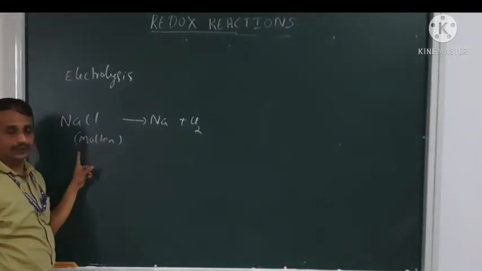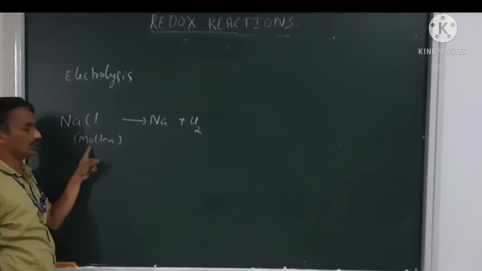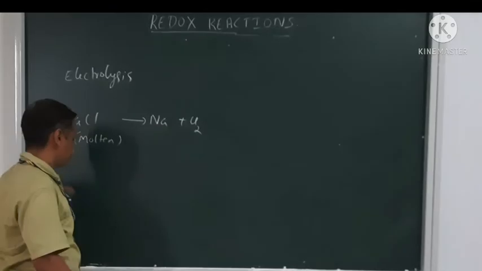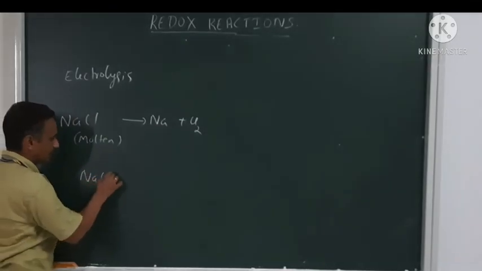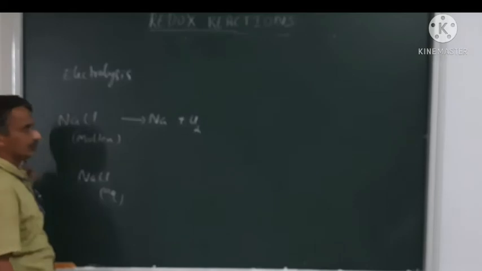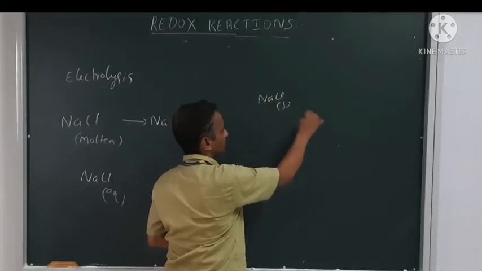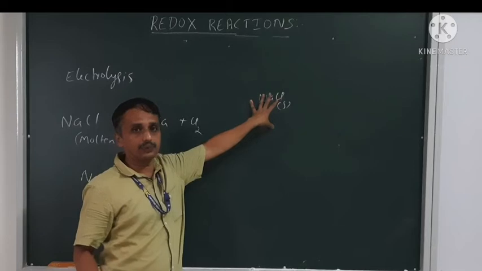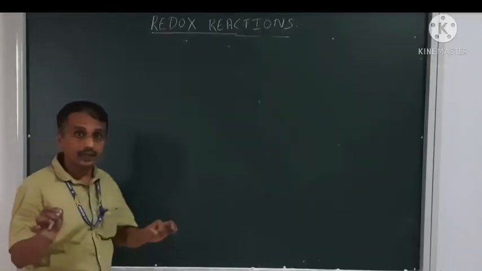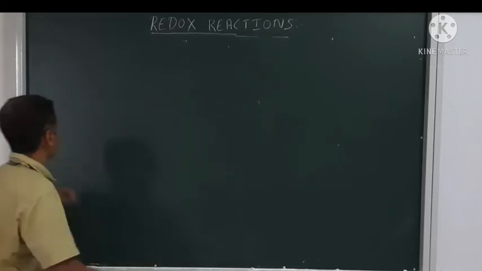NaCl is an electrolyte which conducts electricity either in the molten state or when dissolved in water. Means in aqueous NaCl also they conduct electricity, not in the NaCl solid state. In the solid state, no conductivity will be there for the NaCl. So, it's an electrolyte. Electrolysis is done in an electrolytic cell.